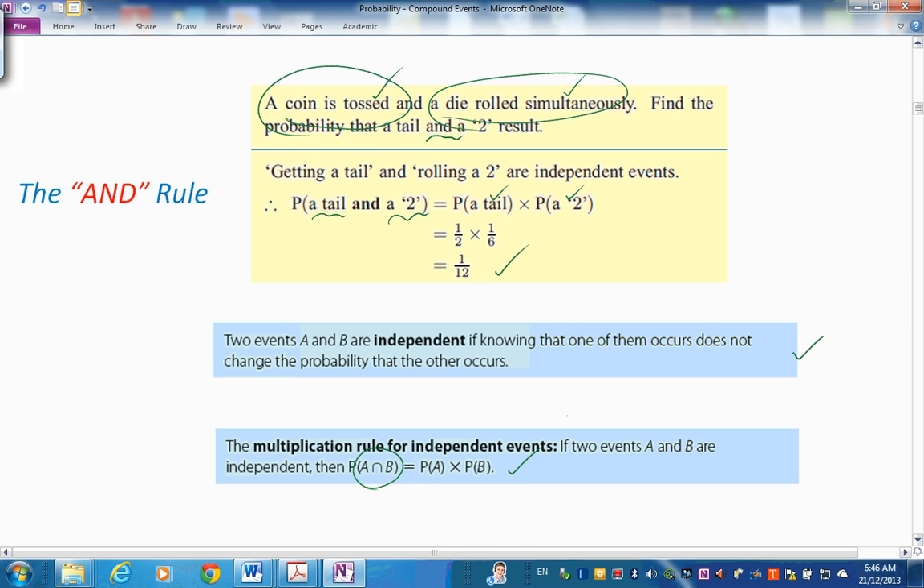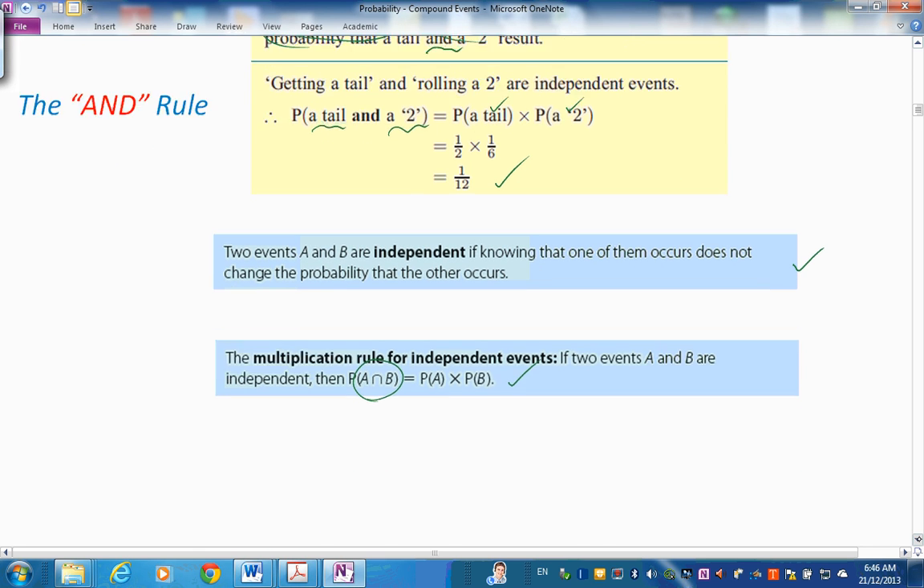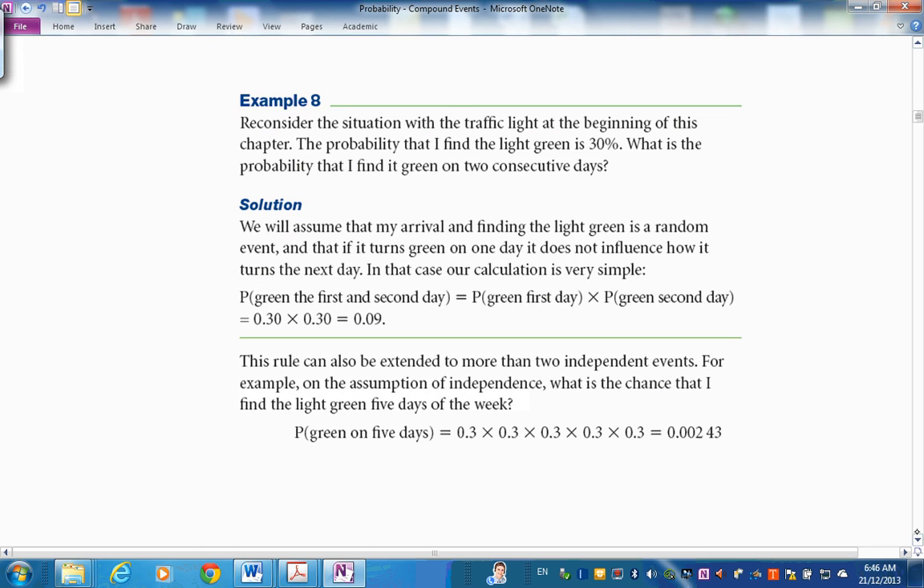Alright, so we've got a couple of rules now. You may have come across these before. Let's go on and have a look. Let's do a couple of examples here.